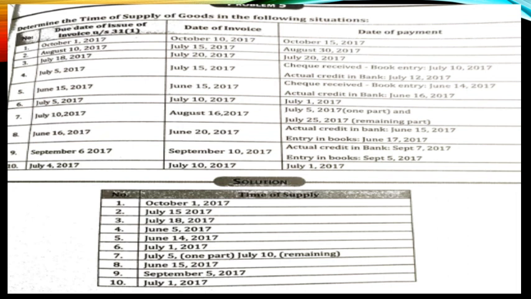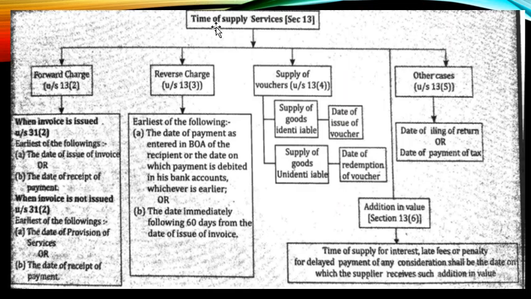Next we have section 13, which is time of supply of services. In the initial slide, I explained that time of supply is divided into three, which is section 2 and time of supply of goods, where we discussed a chart. Then we solved a problem under it. Now we are going to discuss section 13, time of supply of services. This chart is also similar to time of supply of goods, where we have forward charge, reverse charge, supply of voucher and other cases, where we will consider the time of supply, whichever is earliest among these cases.